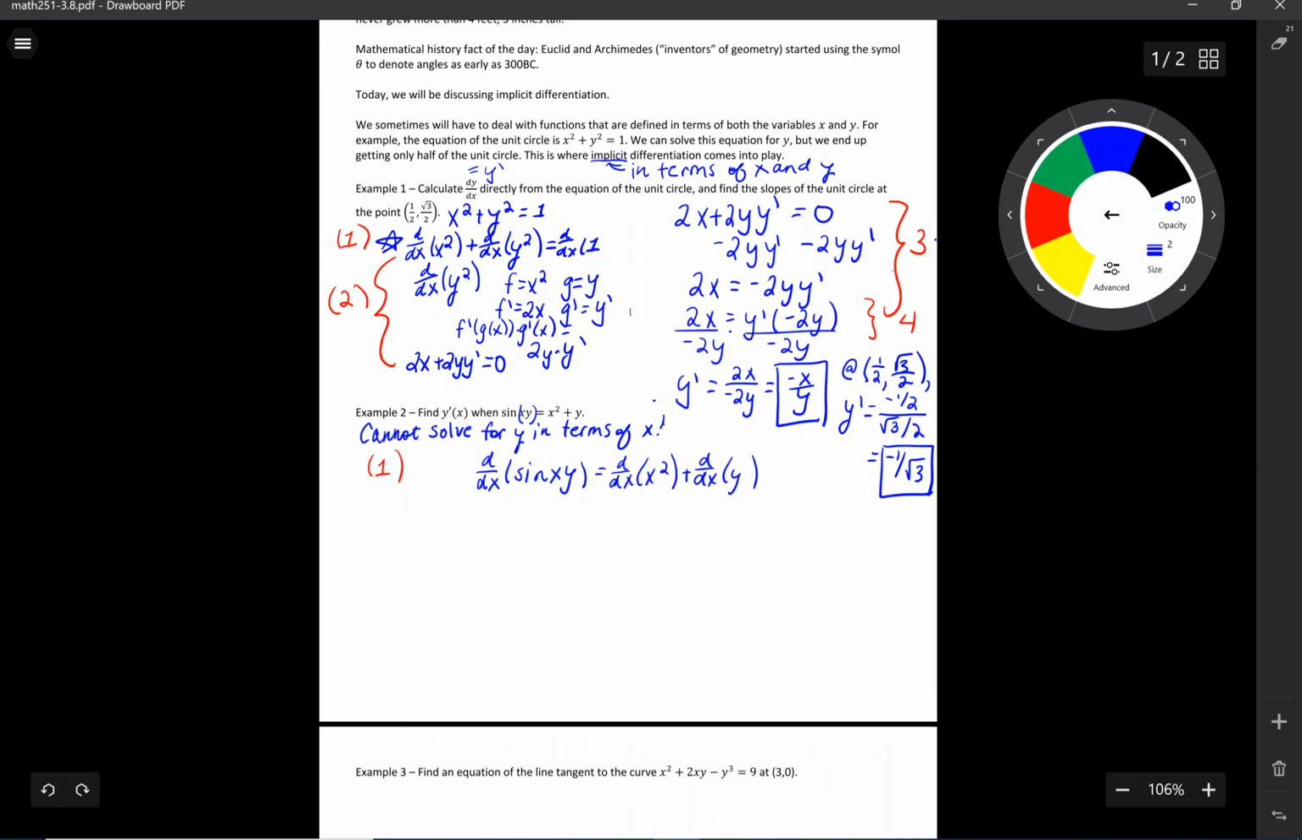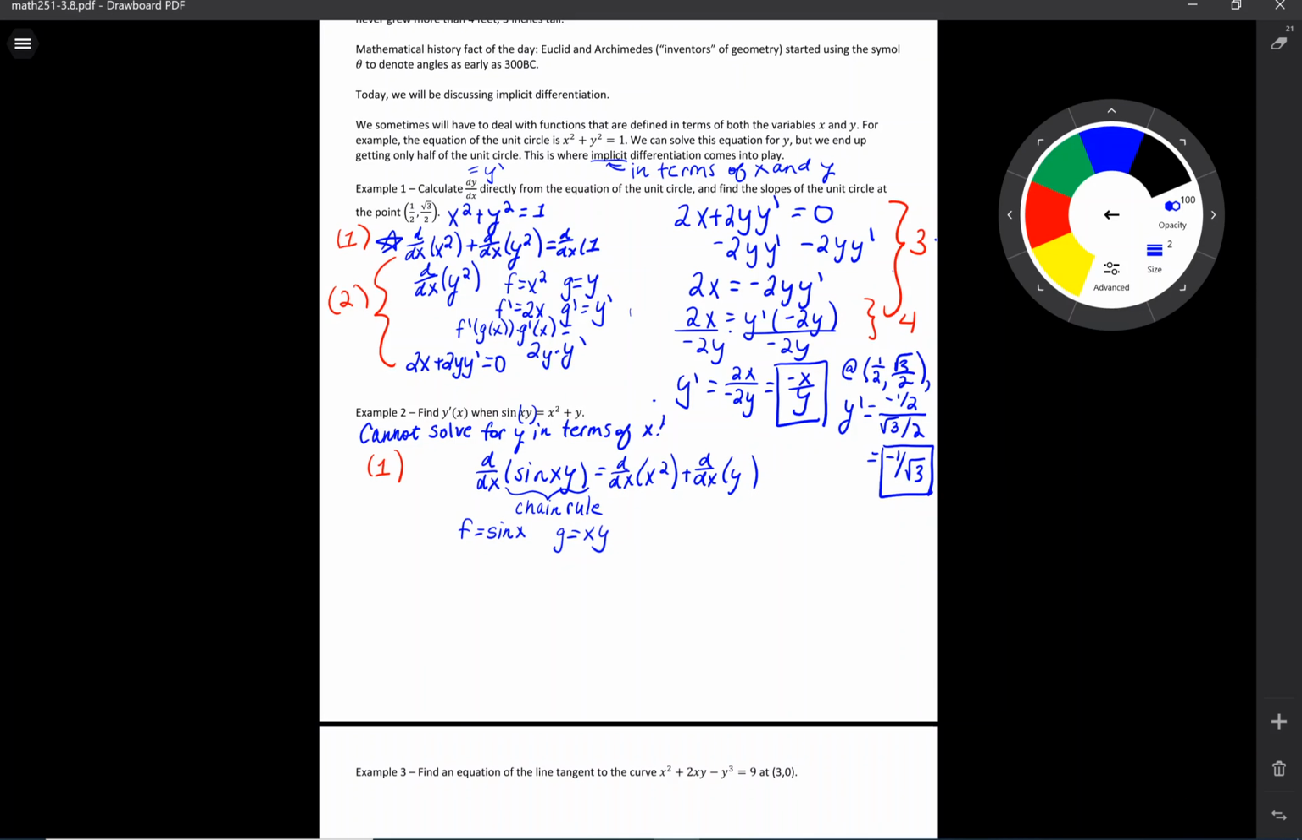Now to find the derivative of sine of xy, I'm going to have to use the chain rule since I have a function xy inside another function sine. So here I'm going to have to use the chain rule to find the derivative. So my outer function is sine of x. I'm just going to say f. So f is equal to sine of x, and g is equal to xy.